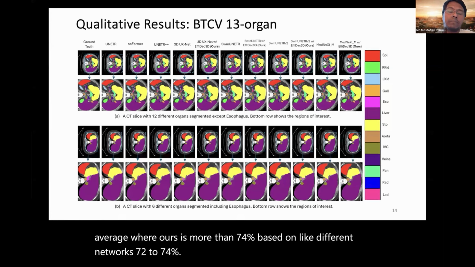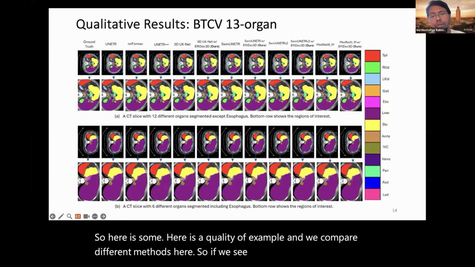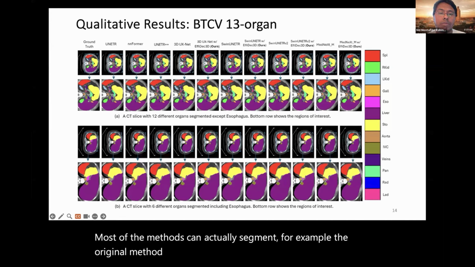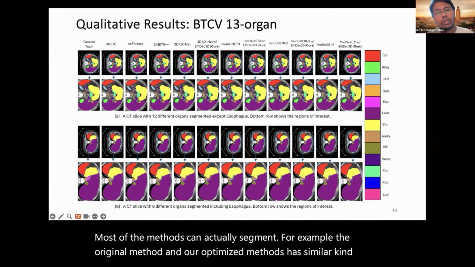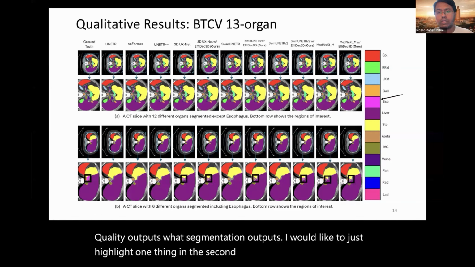So here is a qualitative example, and we compare different methods here. In the first example, most of the methods can actually segment. For example, the original method and our optimized methods have similar quality outputs or segmentation outputs. I would like to just highlight one thing in the second image.